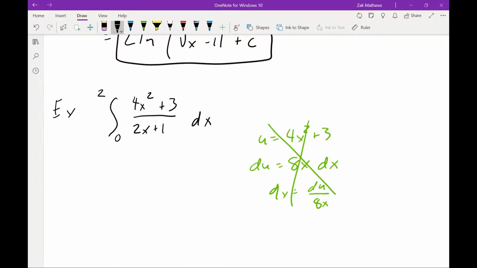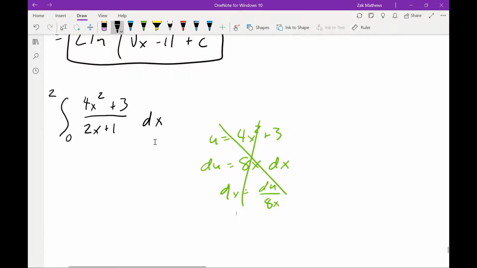Well, probably even easier than trying this u-substitution, trying to figure out a way to make it work, which would not be easy, would be to recognize the numerator is bigger than the denominator, which means we can divide. We can take 2x plus 1 and divide it into the 4x squared plus 3. And I'm going to use long division.